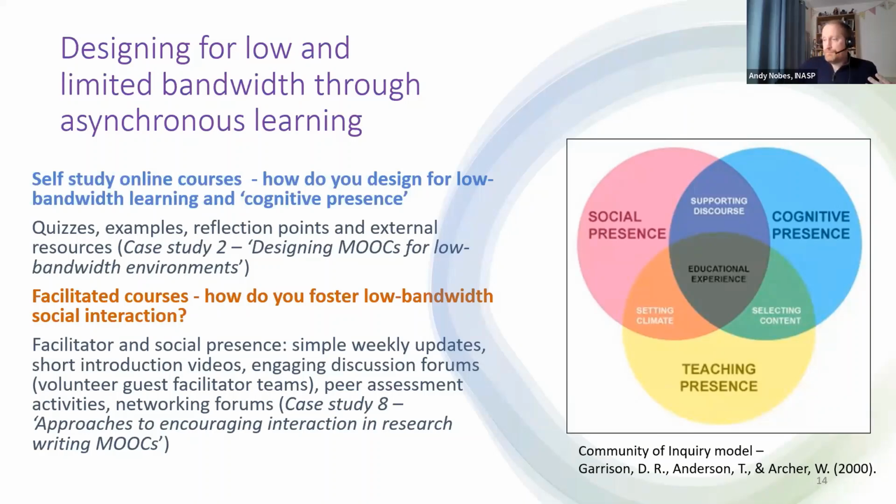And so one of the models we often refer to is this community of learning model, which is shown here, which covers social presence, cognitive presence, and teaching presence. And these are particularly challenging in asynchronous learning as opposed to synchronous interaction. So for example, looking at self-study courses versus facilitated courses.